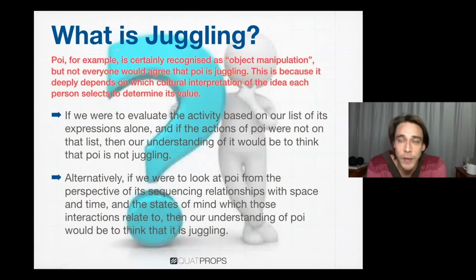So it really comes down to the difference of, am I trying to understand juggling from the outside, or am I trying to understand juggling from the inside? If we were to evaluate the activity based on our list of its expressions alone, which is the current standard of how we understand juggling, so juggling is throwing, juggling is catching, juggling is spinning, juggling is bouncing. If this was my way to understand juggling, and that action of poi wasn't on my list, or someone invented some new form of manipulation and I'd never seen that action before, well, those are not included within my understanding of this activity. Whereas alternatively, if we evaluated these activities based off the relationships they allow us to form with space and time, and the particular unique states of mind that those types of activities relate to, then we would understand all of these forms of object manipulation as essentially being different expressions of the same thing.